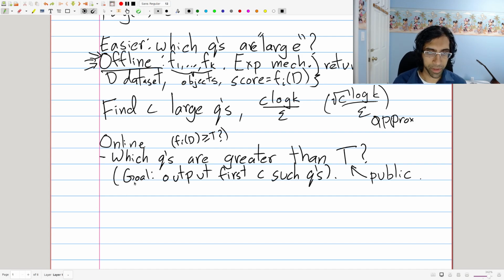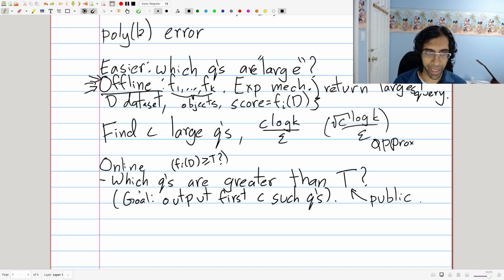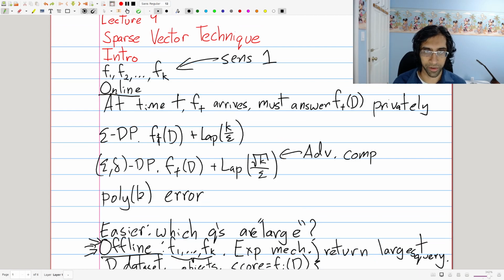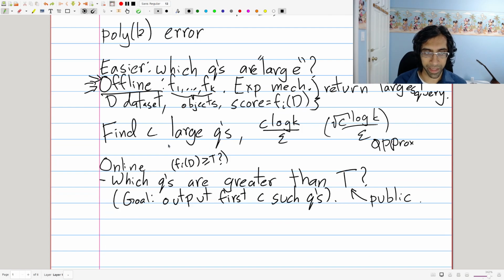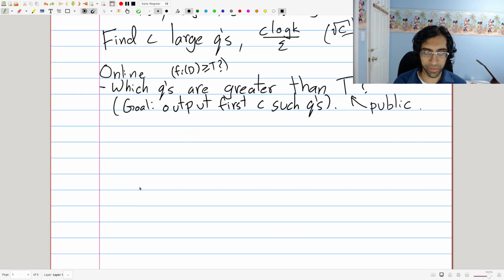Okay, so that's the kind of setup. We're given a sequence of k queries in a row, which are all sensitivity 1, and the goal is to output the first c queries which are greater than some threshold t. So the idea is we're going to start with a very simple case.